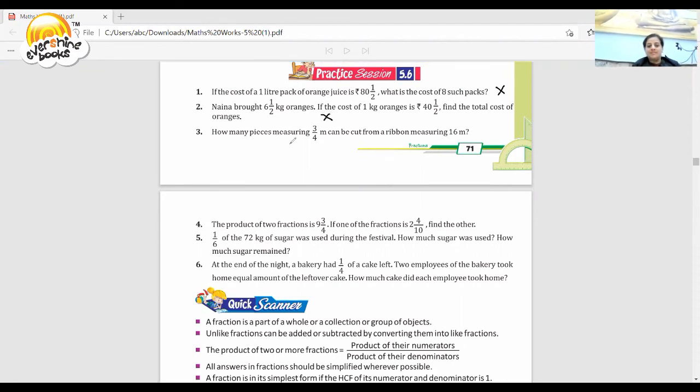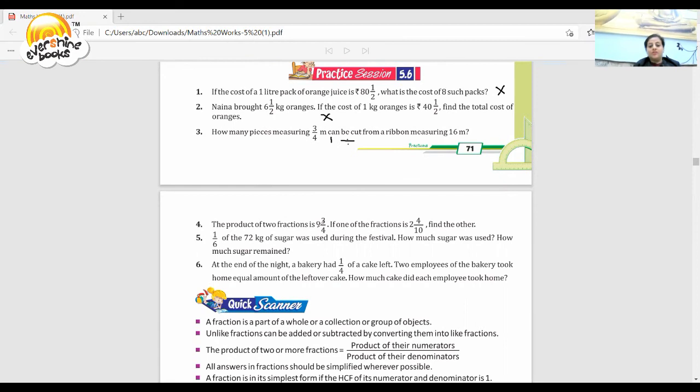How many pieces measuring 3 upon 4 meter can be cut from a ribbon measuring 16 meter? It means you have to cut them, so you have to divide. You have to divide when you are talking about cutting into pieces. So this will be the way in which you are going to do your problem sums.